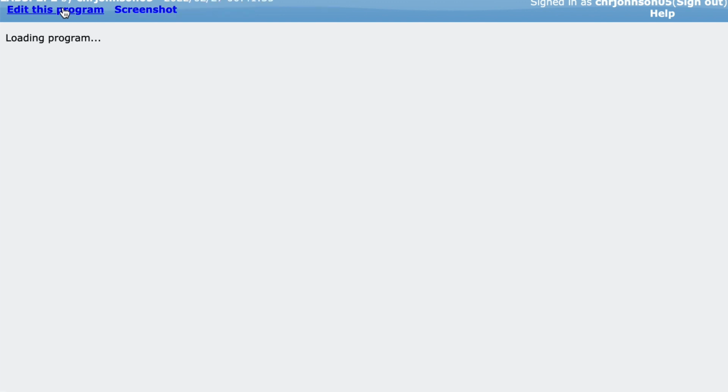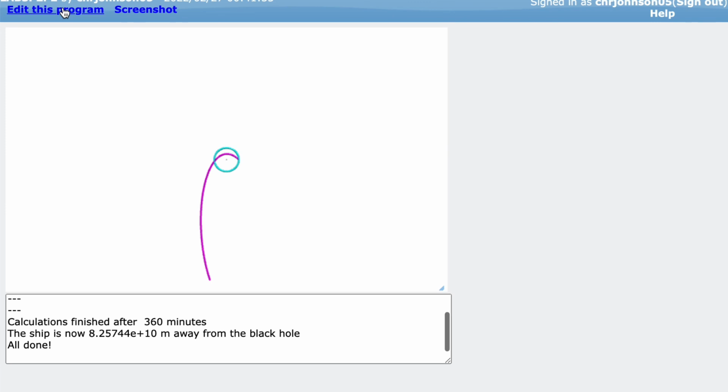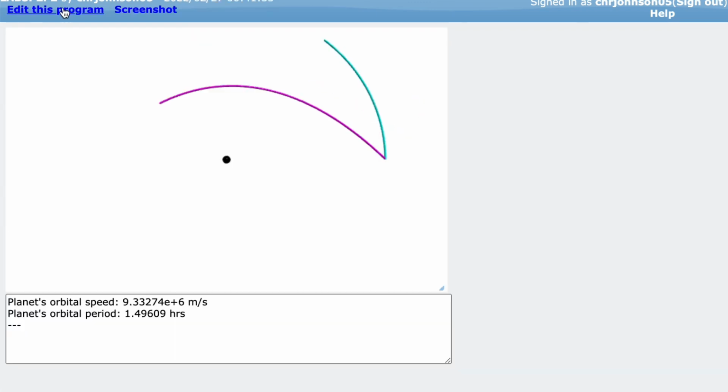In response to the what does it mean question, my spaceship would have to travel at an initial velocity of negative 9 times 10 to the 6th x, 9 times 10 to the 6th y, 0z to orbit the black hole instead of simply avoiding it.